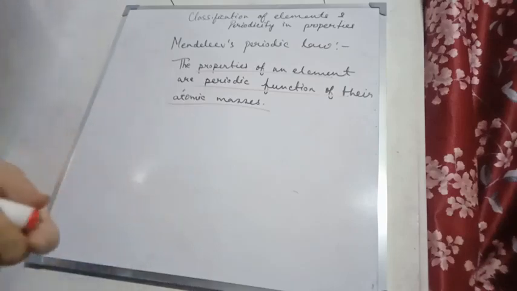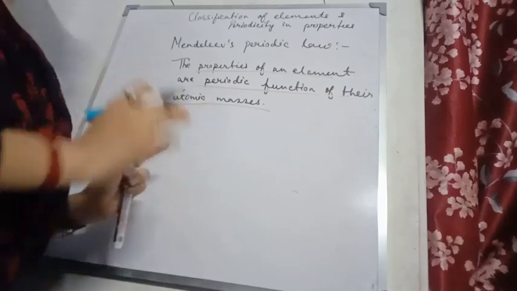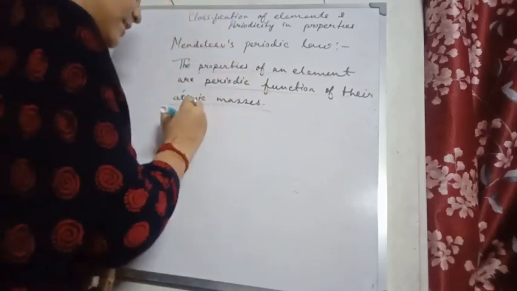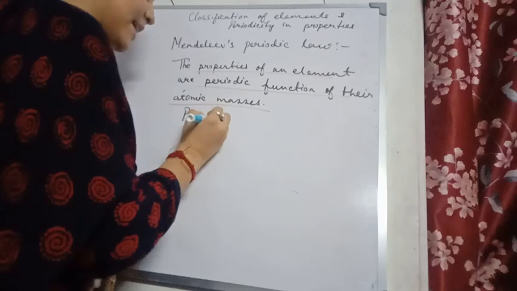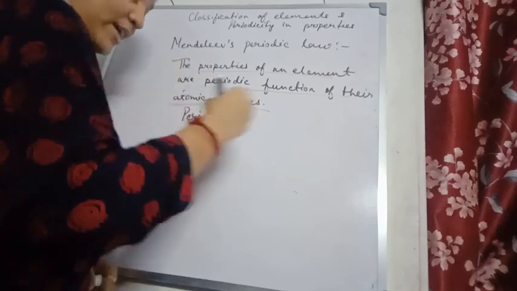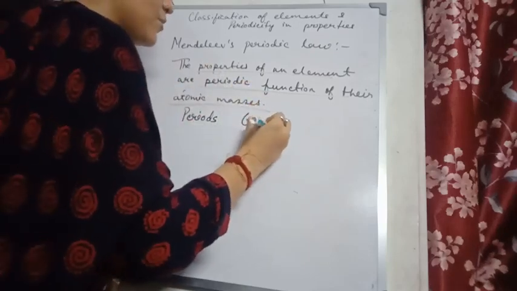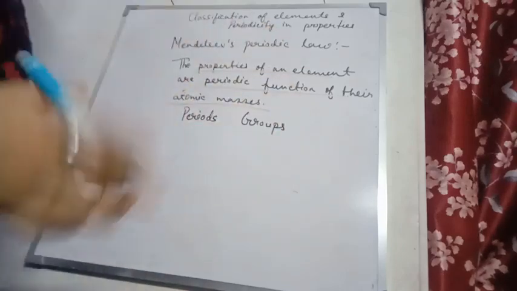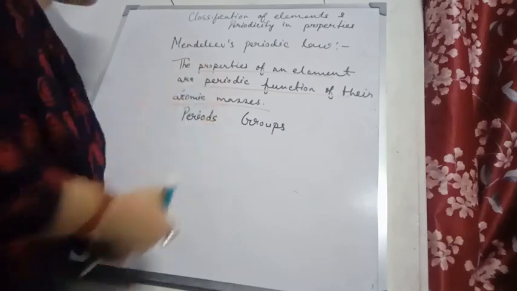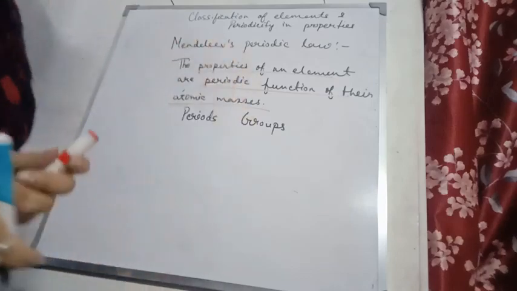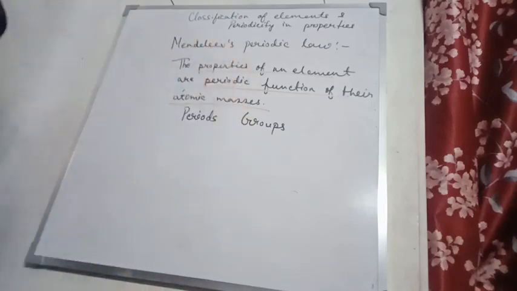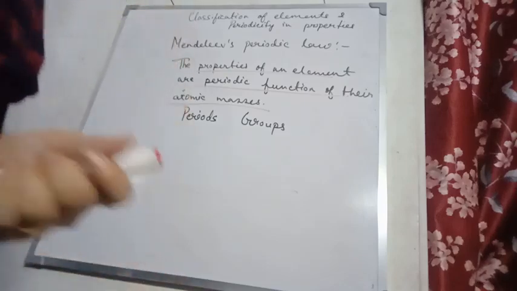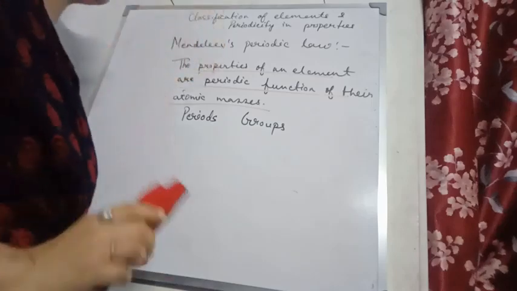Okay, so he was the first one to arrange the elements in tabular form. He gave us an idea of periods, that is horizontal rows, and groups, that is vertical columns. He was the first one to categorize the elements in a table and give the terms periods and groups. Okay, but his law had some major drawbacks, due to which it had to be cancelled.